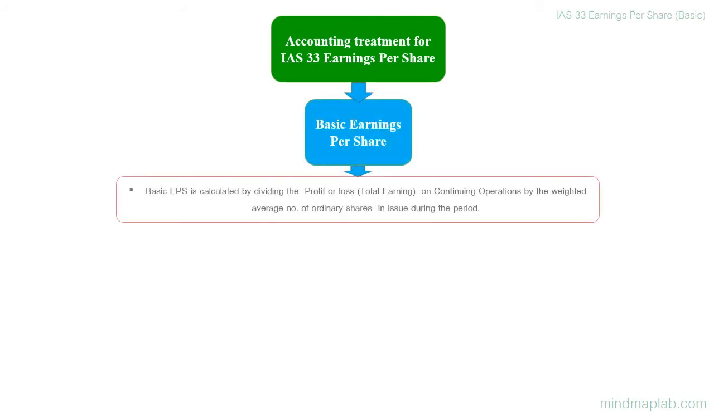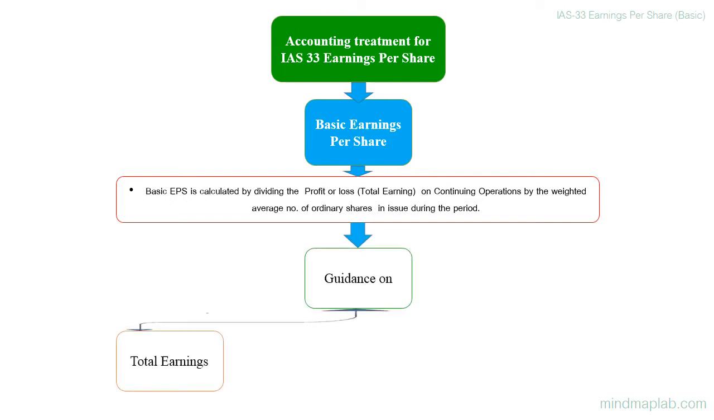Accounting treatment for IAS 33 earnings per share. Basic earnings per share. Basic EPS is calculated by dividing the profit or loss, that is total earnings, on continuing operations by the weighted average number of ordinary shares in issue during the period. IAS 33 gives guidance on total earnings and weighted average number of shares.